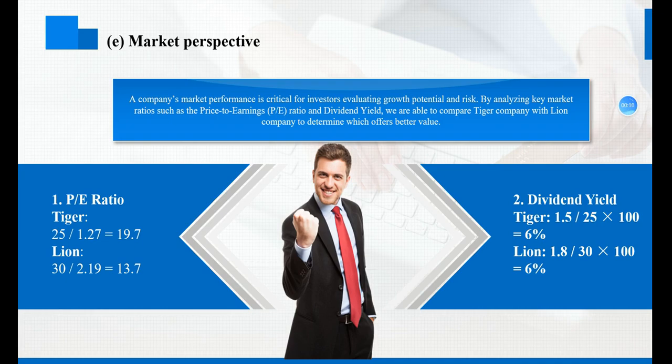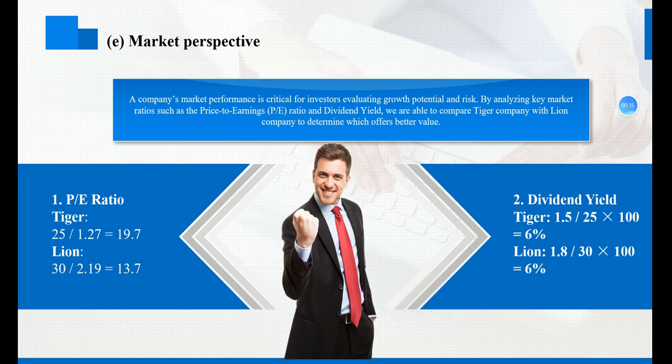A company's market performance is critical for investors evaluating growth potential and risk. By analyzing key market ratios such as the price-to-earnings ratio and dividend yield, we are able to compare Tiger Company with the Lion Company to determine which offers better value.